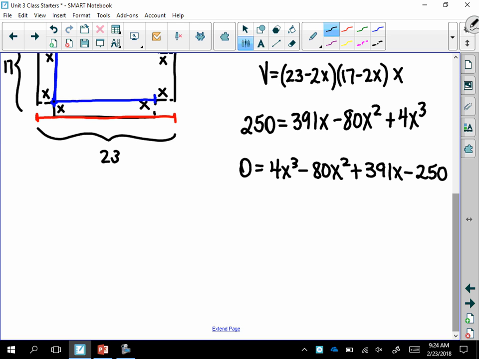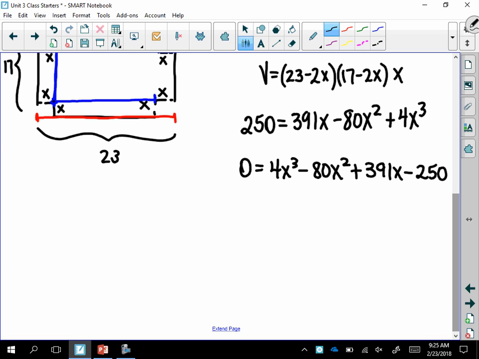And the reason for setting it equal to 0 is that now I'm actually trying to find the zeros, the roots of this polynomial. So I multiplied it out and set it equal to the volume that I wanted, but now it's just like parts A and B on number 1, where I was just trying to solve that polynomial. Now, maybe not quite as easy.